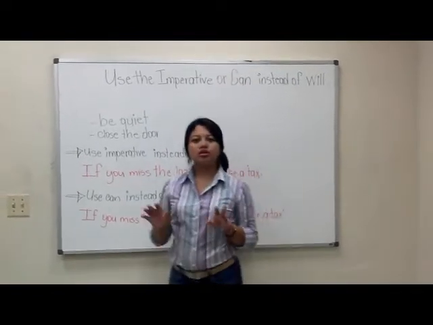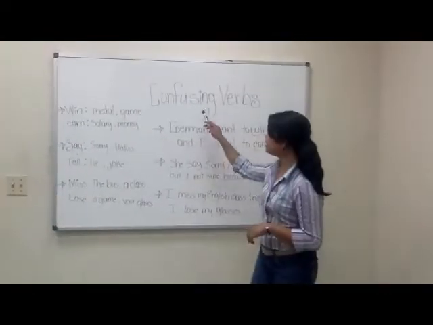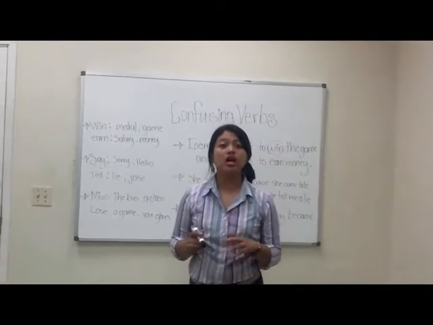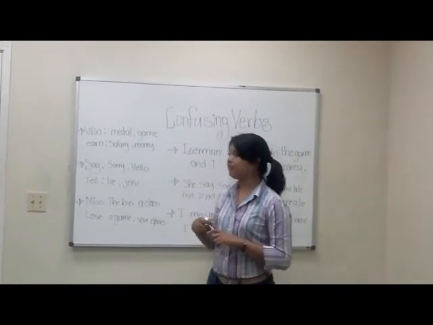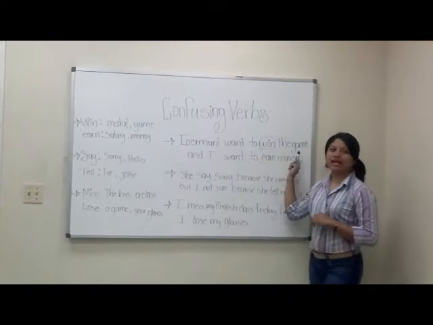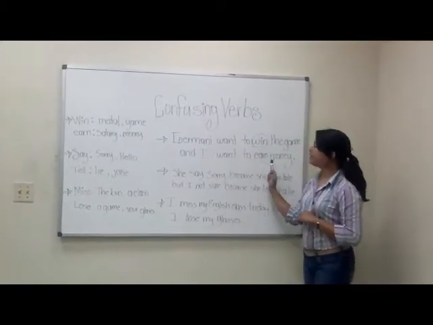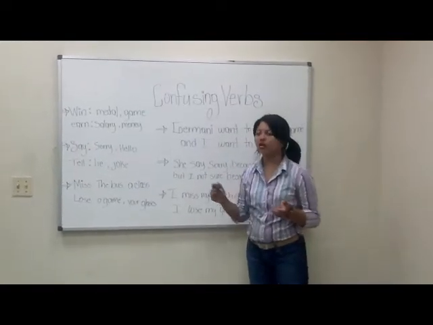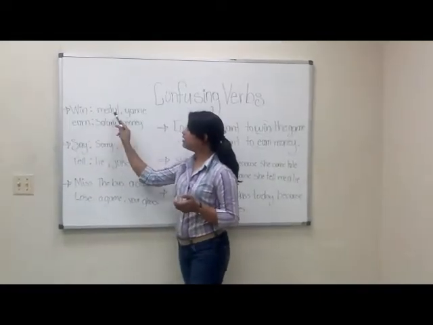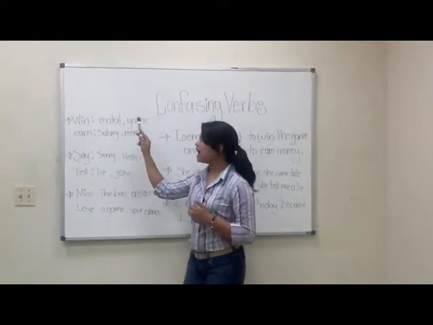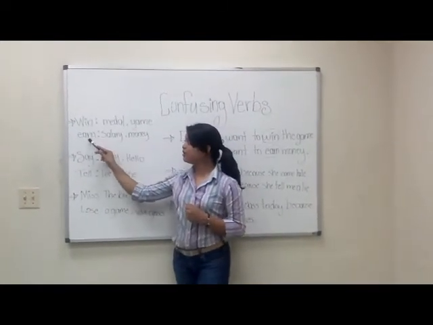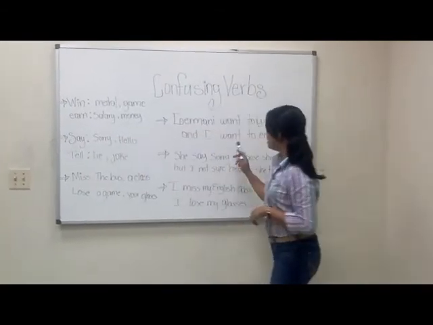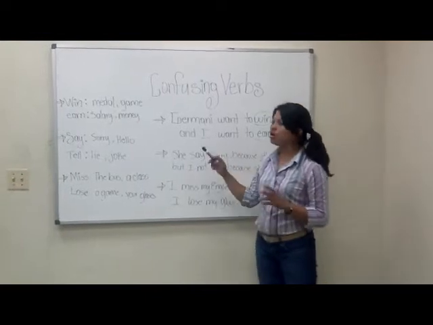Okay? I hope to explain confusing verbs. There are many verbs that are actually similar and it is easy to get confused between them. For example, Germany wants to win the game. And I want to earn my money. How to use win or how to use earn. Use win for a game or medal: I win a game, I win a medal. Or earn a salary or earn money. I earn my money.